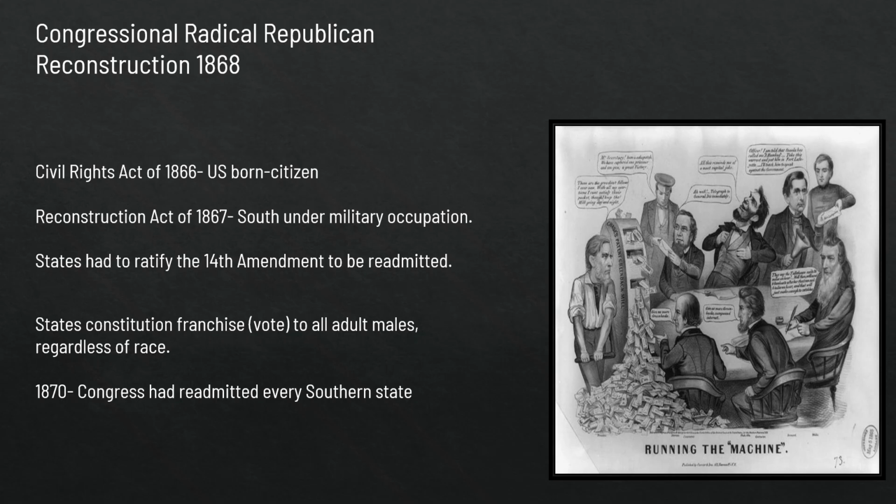So by 1870, every former Confederate state had met all of the conditions and was officially readmitted into the Union. This phase of Reconstruction represents a very ambitious time, an attempt to rebuild the South and really protect these civil rights, which are going to continue to be undermined by things like Jim Crow. You had the black codes, and then you had Jim Crow laws.